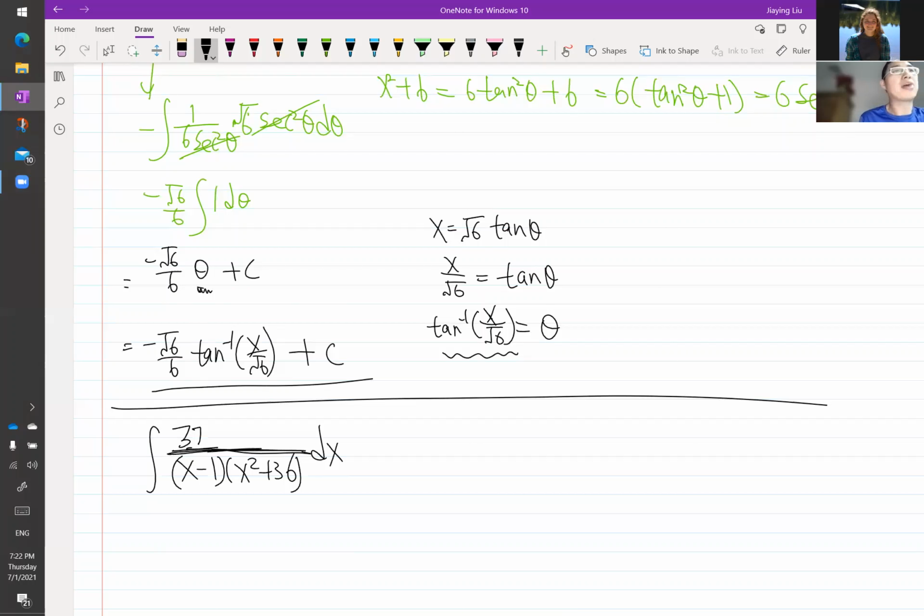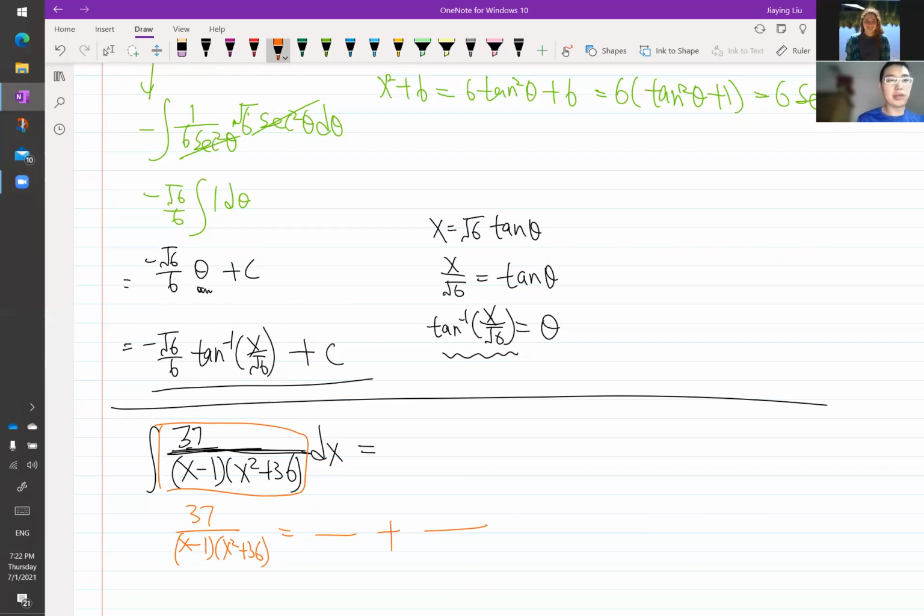This is an example where we have to use partial fractions, because it's more difficult to integrate directly. But we can take this and separate it. Let's just leave the integral and focus on this part. We're going to take this fraction, 37 over (x minus 1) times (x squared plus 36), and break it into simpler fractions.